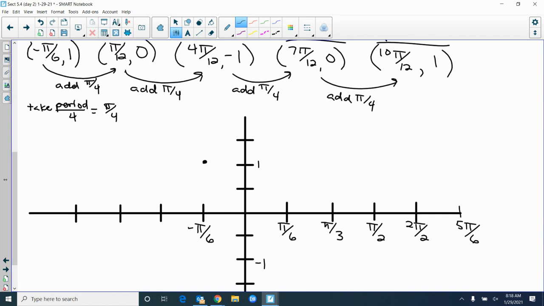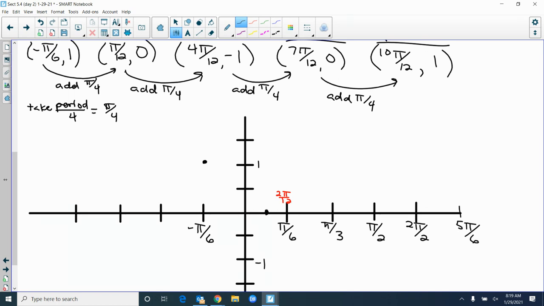Where's pi over 12, 0? That's a good question. You can't put it where pi over 6 is, because that's not right. So where would it be, Caitlin? Halfway in between 0 and pi over 6. Good, because pi over 6, you can think of as 2 pi over 12. So it's going to be halfway in between there, and halfway in between is pi over 12. So there's pi over 12, 2 pi over 12, and pi over 12, 0 would be right there.